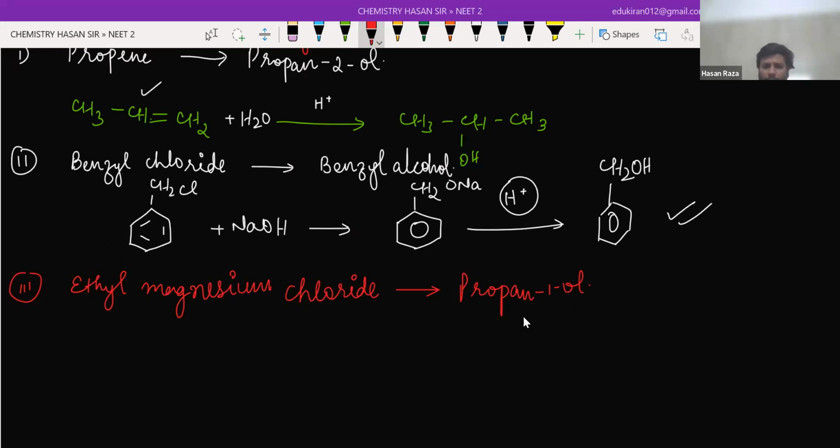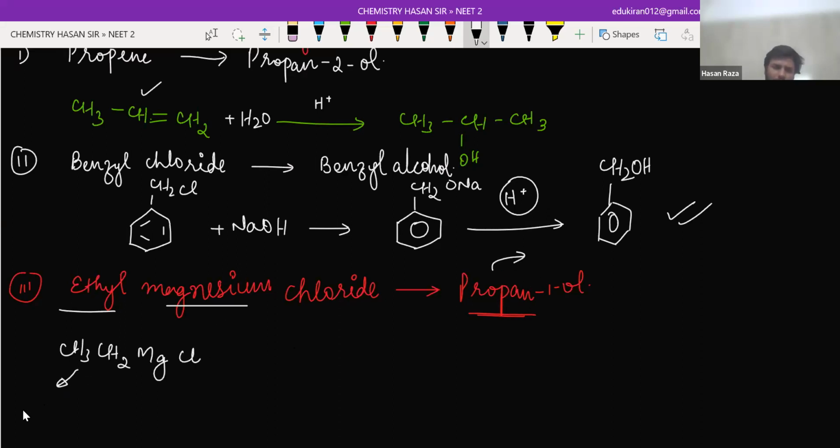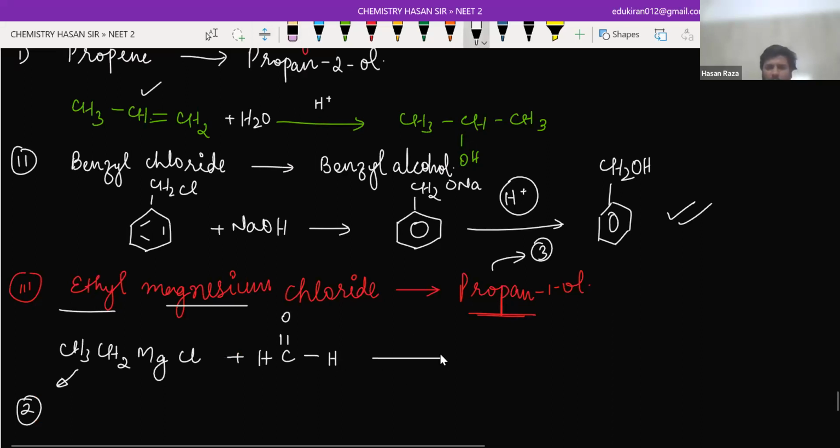So you want to prepare propan-1-ol from ethyl magnesium chloride. First, write the structure of ethyl magnesium chloride. This already has 2 carbons and the product has 3 carbons. So what I'm going to do is react this with methanol, and this is the structure of methanol.